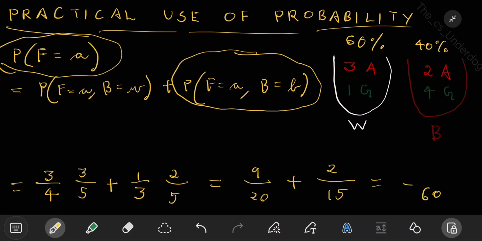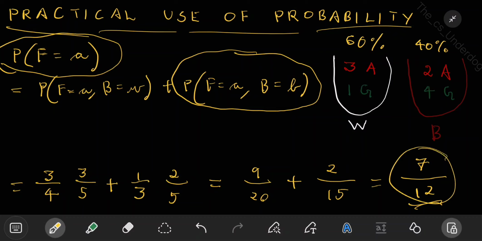So if you do this, 60 is the common denominator. 9 times 3 will become 27, plus 4 times 2 will become 8. So this will be a total of 35 out of 60. Taking 5 as common, this will be 7 by 12. So 7 by 12 is the probability that fruit equal to apple.